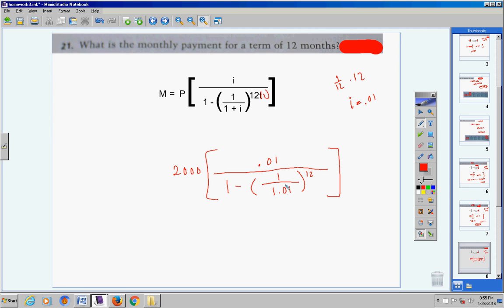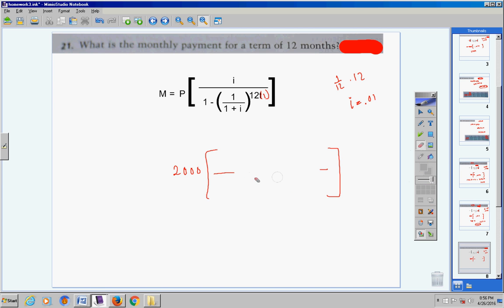So here we go with my calculator. I'm going to take 1 divided by 1.01, enter, and then raise that to the 12th power, enter, and for all of this right here, we get 0.8874492253. Now 1 minus this is going to give us 0.1125577, so 0.1126.